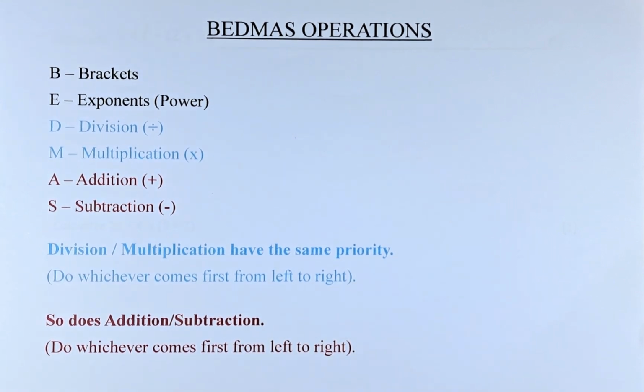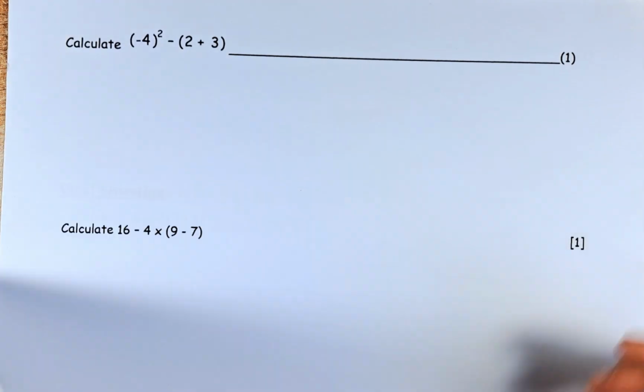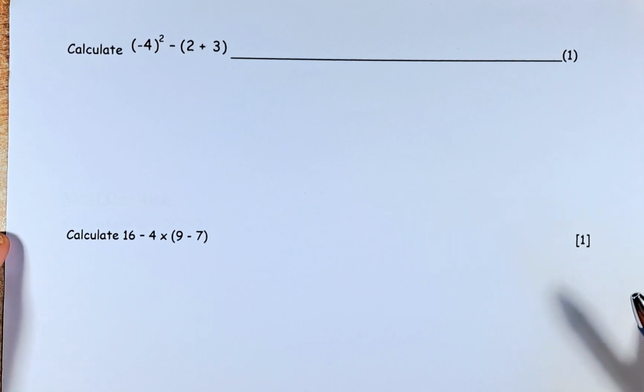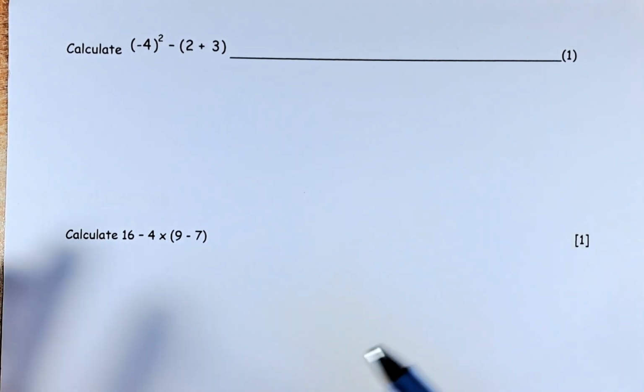So we are going to look at 3 past year's exam questions and a viral question that has been circulating on the internet for the last 10 years and they are still arguing about it. So let's see whether you can solve this. The first one is the first example. Calculate (-4)² - (2 + 3), and that is the question.